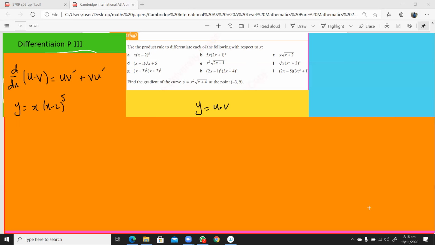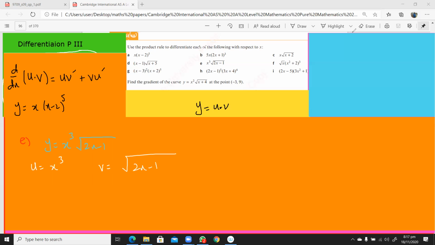Now let's try the e part. Maybe this color would look better here. Now this is going to be y is equal to x cube times the square root of 2x minus 1. So clearly it's a product. So you should say my u is x cube and my v is the square root of 2x minus 1.